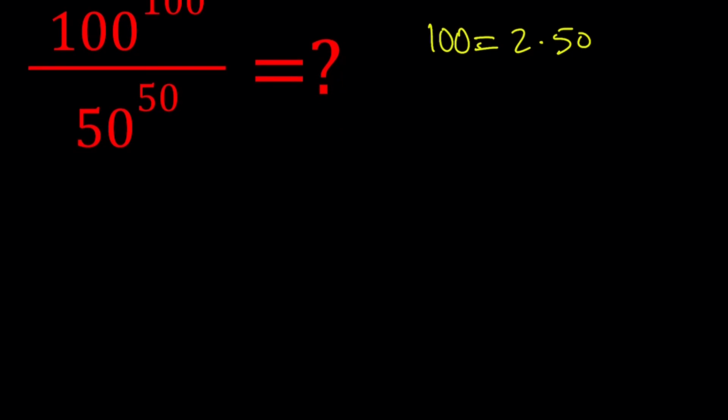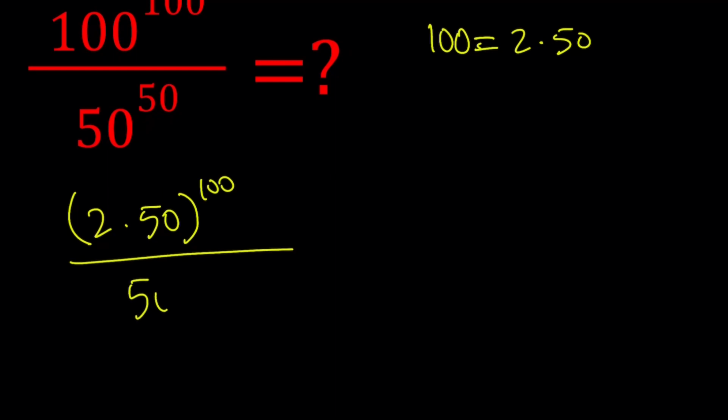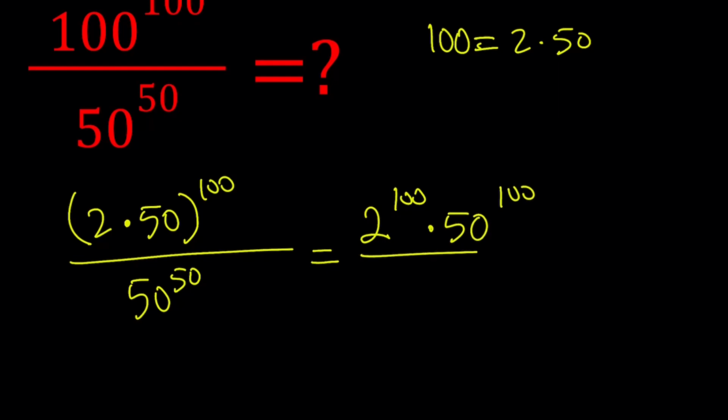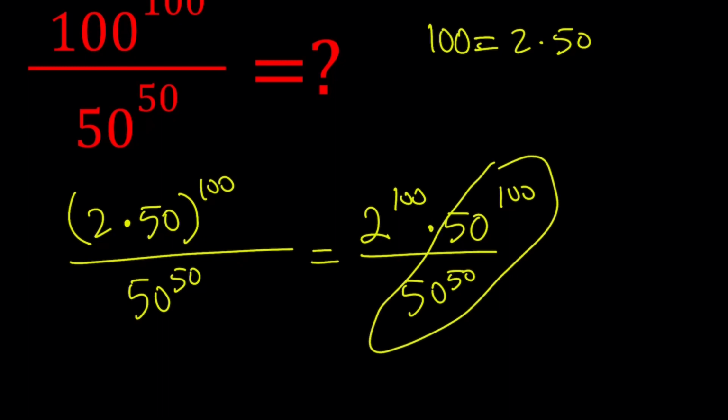First of all, notice that 100 is 2 times 50. So we can write it that way. Write the 100 as 2 times 50 and raise it to the power 100, and then divide it by 50 to the power 50. Then we can expand it by using a common exponent. This is 2 to the power 100 multiplied by 50 to the power 100 divided by 50 to the power 50.